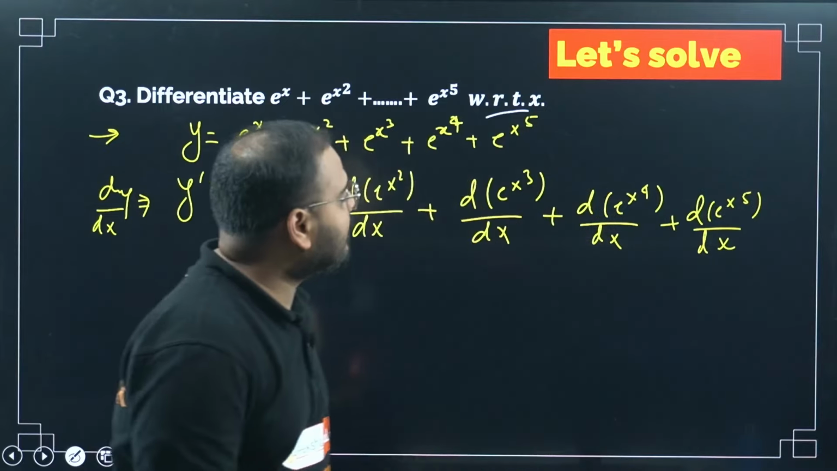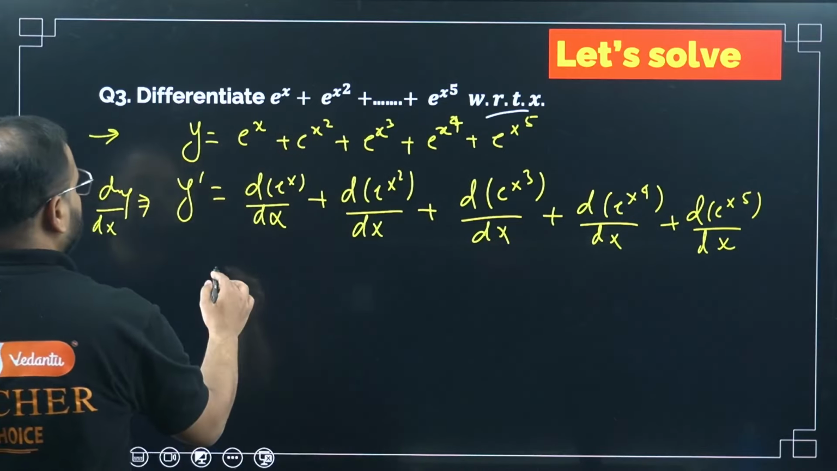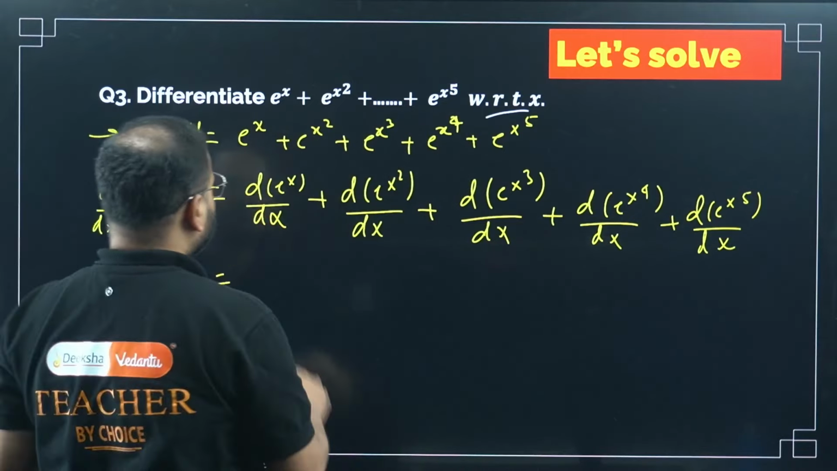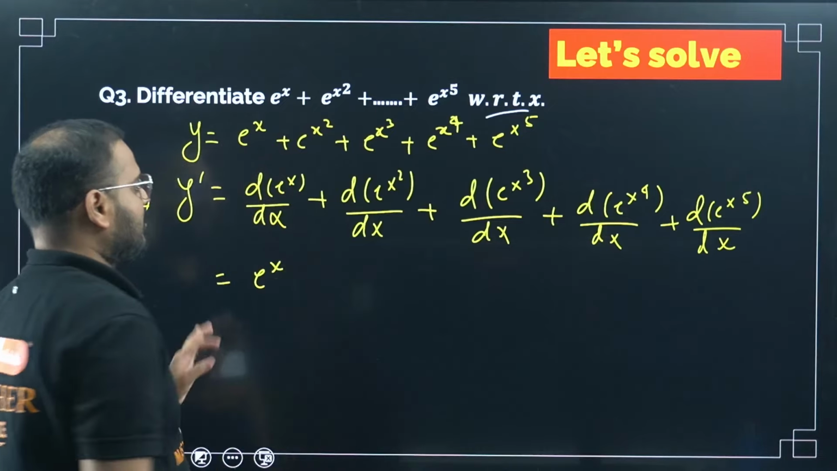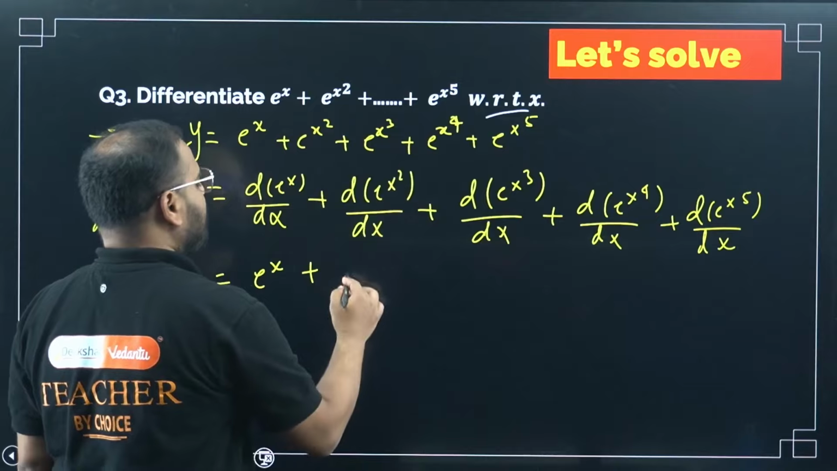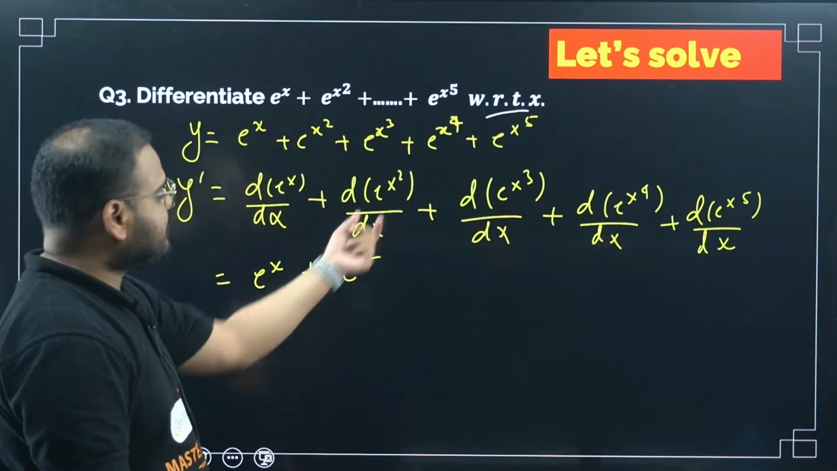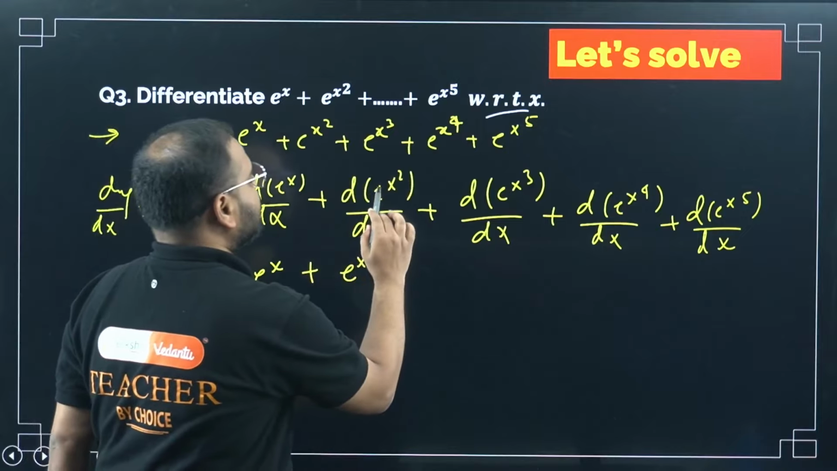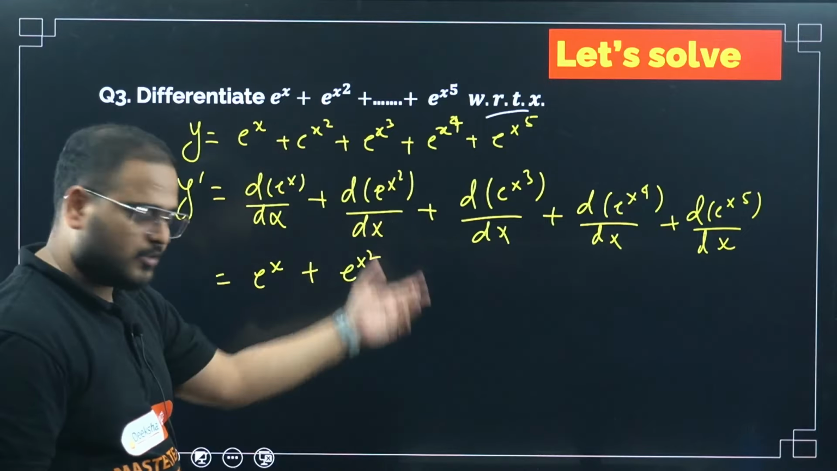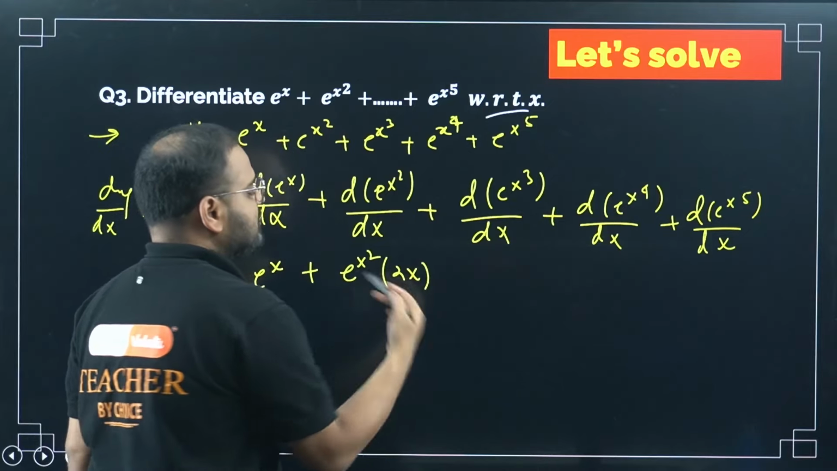Correct? d of e power x power 5 upon dx. How will this look? Please check. Simply this will be e power x, because differentiation of e power x is e power x. What about this? Differentiation of e power x square will be e power x square only, but the chain rule will apply, because first there is the exponential, then a quadratic, or polynomial. So simply 2x.